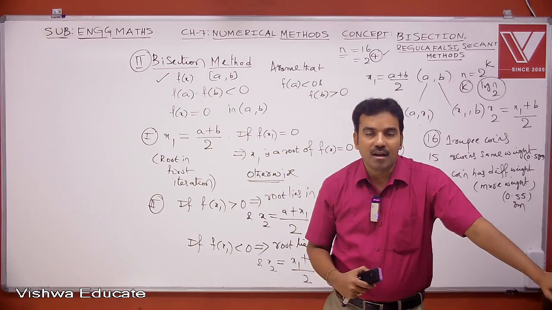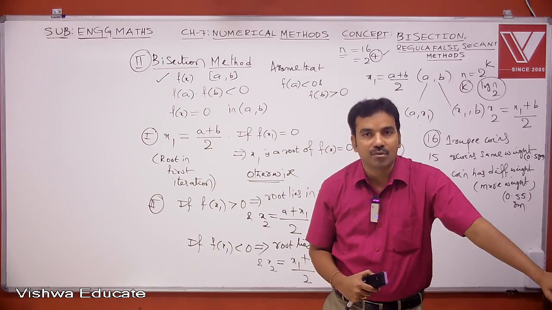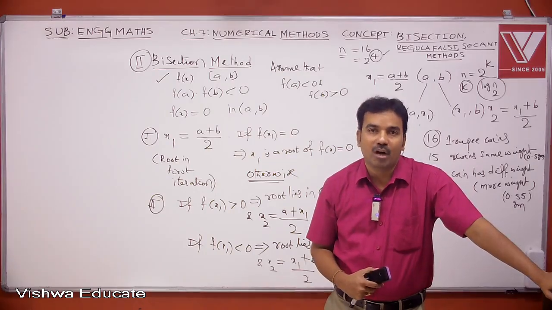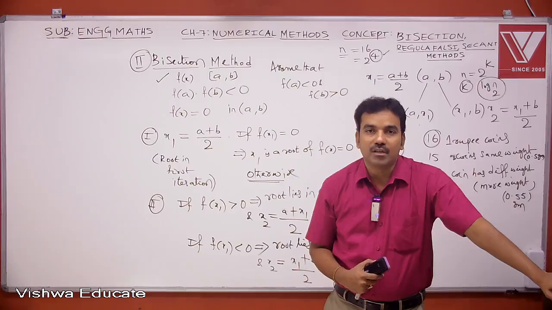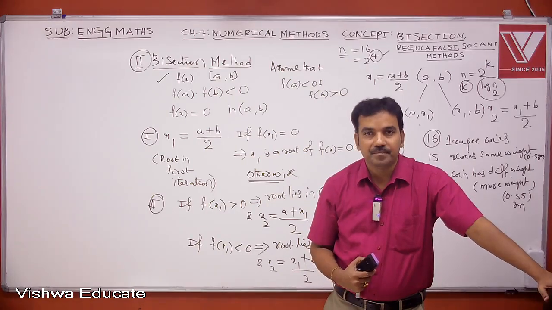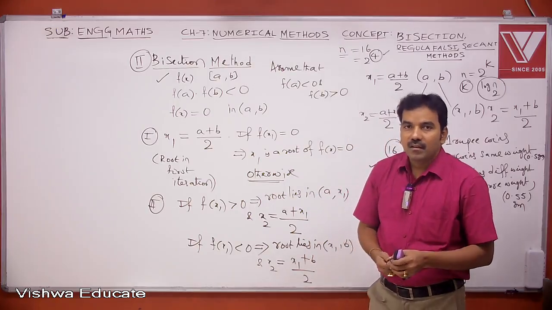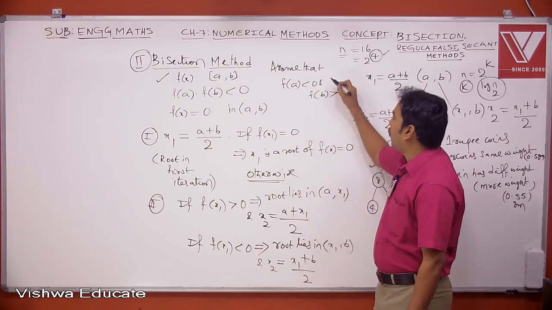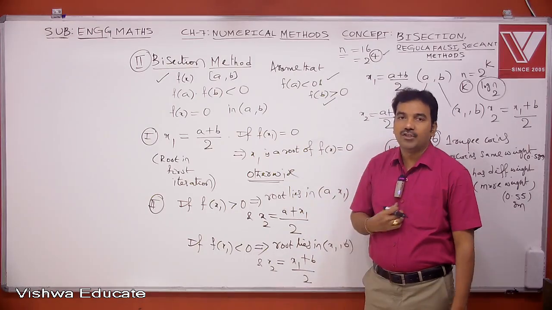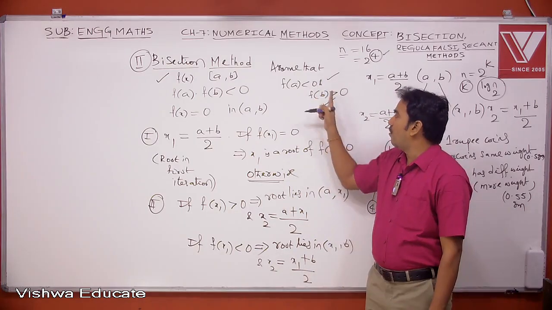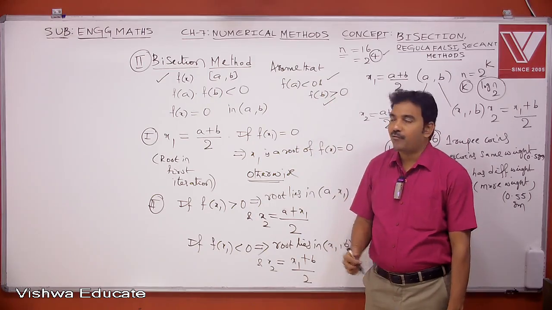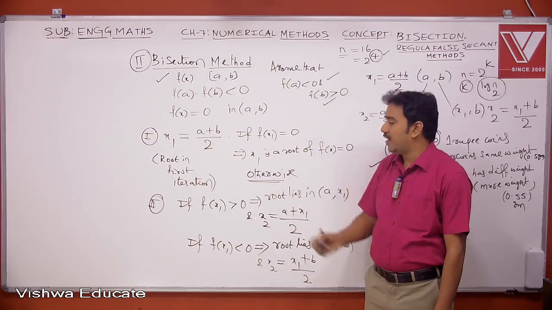I repeat once again, let f of x be a function which is continuous in the closed interval a comma b, and f of a comma f of b have opposite signs. Then f of x equal to 0 has at least one root in the open interval a comma b. Right? Now assume that f of a is less than 0 and f of b is greater than 0.